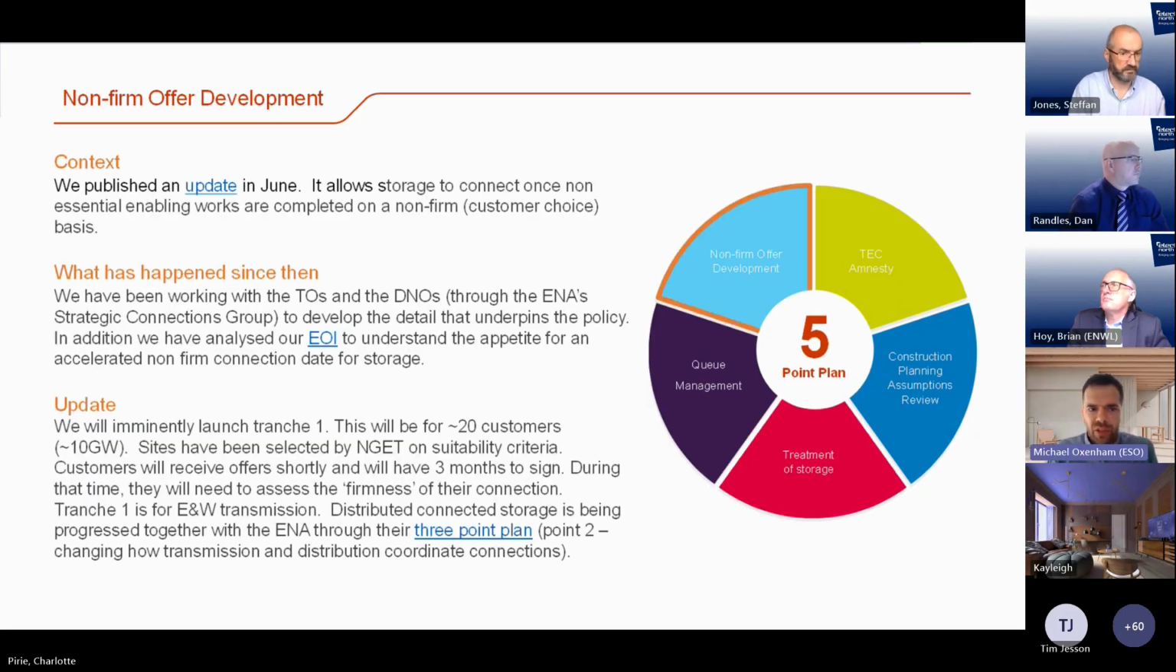And the last area is in relation to non-firm offer development. So as part of this, and on the back of an update we published around our approach to allocating this to storage developers who've expressed an interest, we've been working on the policy associated with this and how we put it into practice, and we're about to launch tranche 1 of this area of the 5-point plan, where there are around 20 customers with around 10 gigawatts worth in total, where they can potentially connect earlier if they accept the offer, with clauses in those contracts to allow us to manage this non-firmness in the event that those developers aren't behaving in the way we expected.